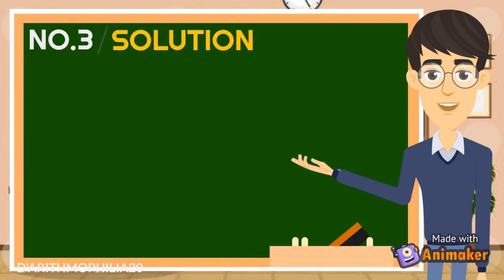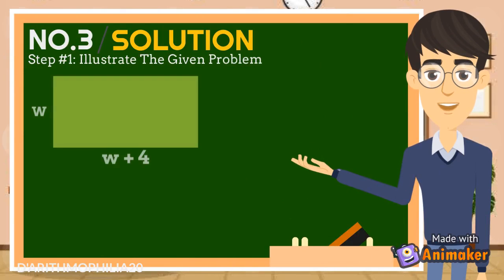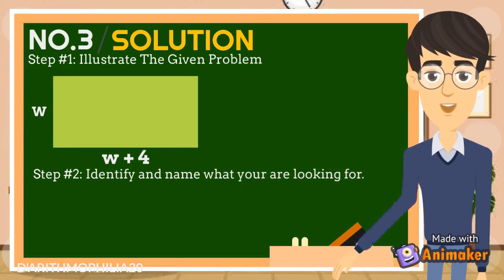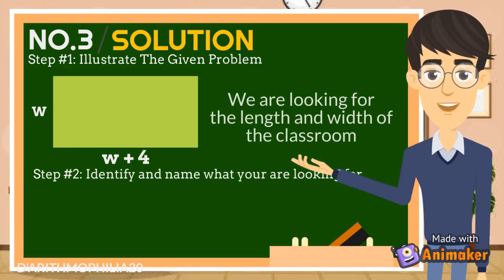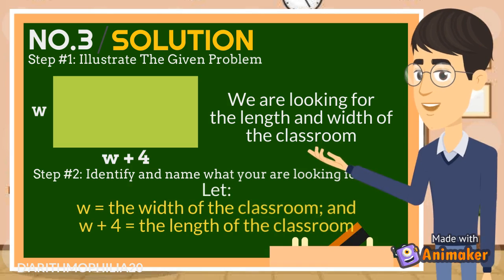In problems involving geometric figures like this, we need to sketch or illustrate it first for us to easily visualize the situation. Next, we need to identify and name the measures or values that we are looking for. Here, we are looking for the values of the room's length and width. With these, we will let W as our width, and W plus 4 as the length, since it was stated in the problem that the length of the room is 4 feet more than its width.